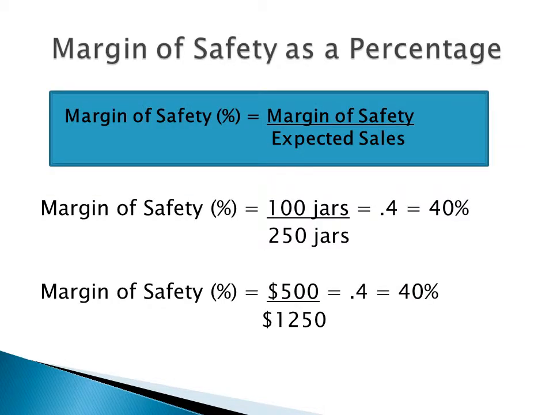The margin of safety can also be measured in a percentage, which would be the margin of safety divided by expected sales. So using this example, using units, it would be 100 jars divided by 250 jars, or 0.4, 40%, or $500 divided by $1,250, which would equal 0.4, or 40%.